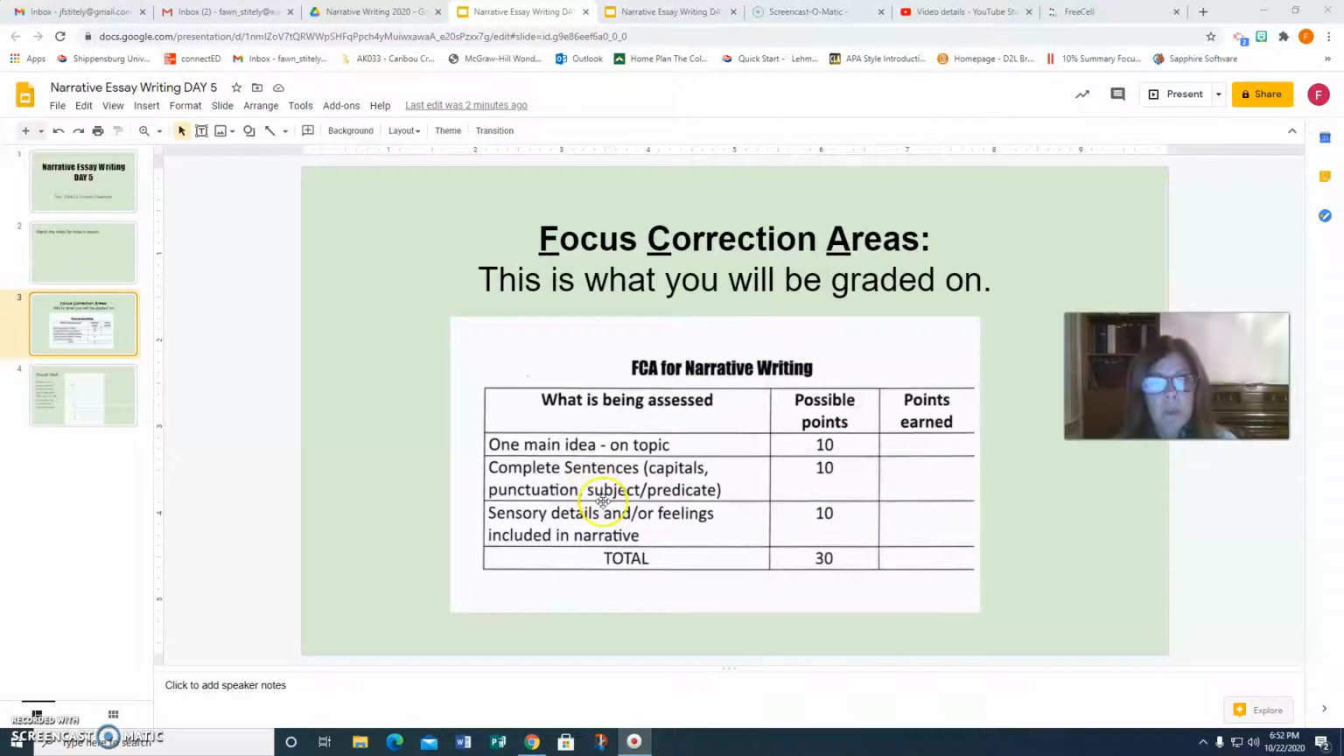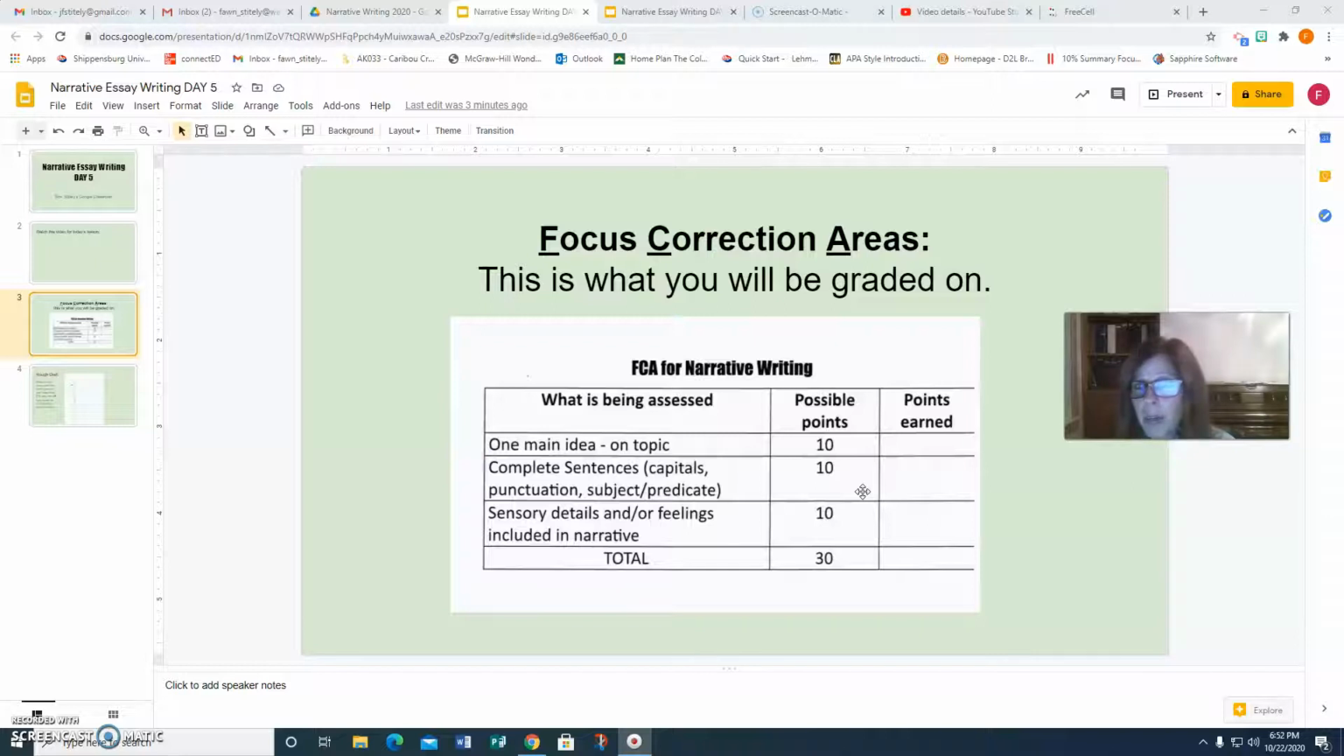The second thing that we will be looking at and focusing on are you using complete sentences? Meaning, do you have capitals, correct punctuation, and are you using subjects and predicates in each and every sentence? So this is worth 10 points. So to get the full 10 points, you need to be making sure that you go back and check on those capitals and punctuations and do the best you can, okay?